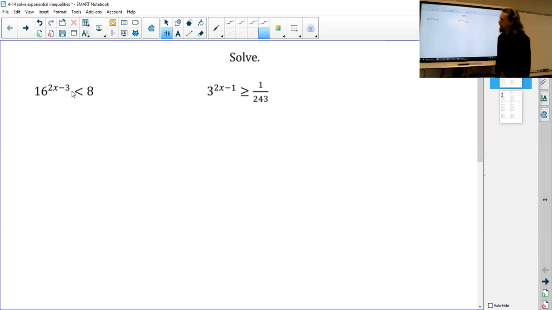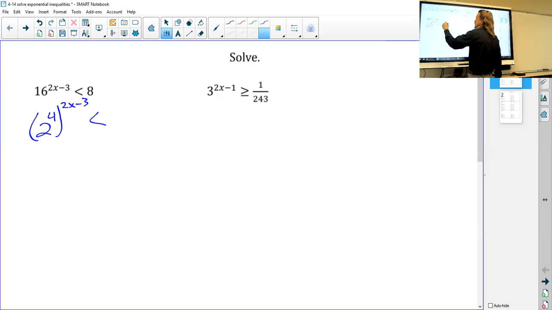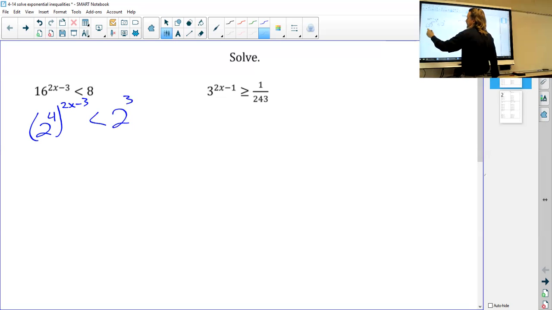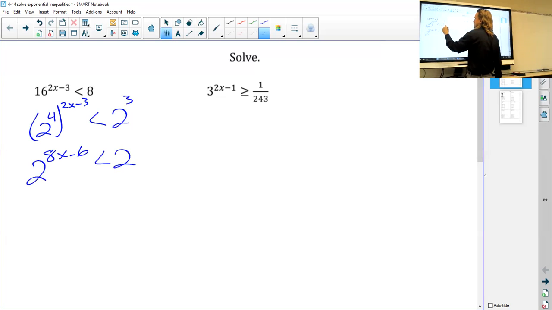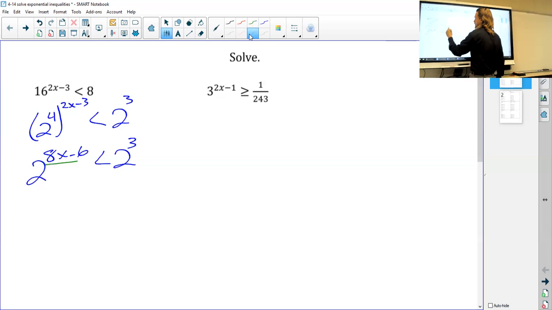So I start with my base. I have 16 and 8, so I know those will have 2 in common. So 16 is 2 to the 4th, to the 2x minus 3, is less than 8, which is 2 to the 3rd. Okay, simplify my exponent on the left. So this is going to be 2 to the 8x minus 6 is less than 2 to the 3rd. So we have the same base now, so we can compare our exponents.